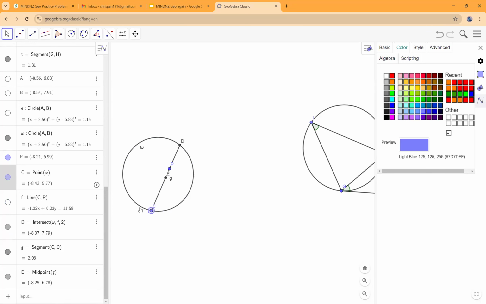Well, really, the thing is that as we keep taking more and more chords and finding their midpoints, all of those midpoints, so all these different E's, should always lie on a circle. And you can see that graphically if I have a trace on here, it leaves a nice circle.